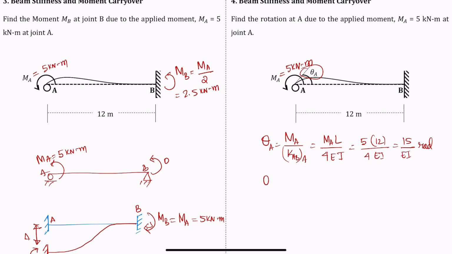What will be the rotation at joint B? Because it's a fixed beam, rotation will be equal to 0, so there's no slope at a fixed end. So in this case, your theta B will be equal to 0, since it is a fixed beam, and we know that for a fixed beam the slope is equal to 0 at joint B.